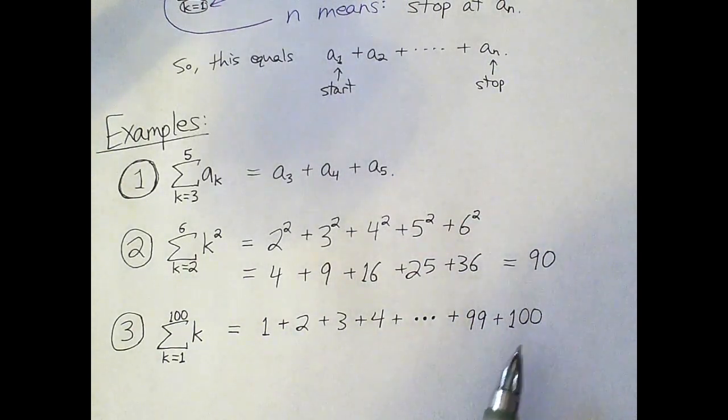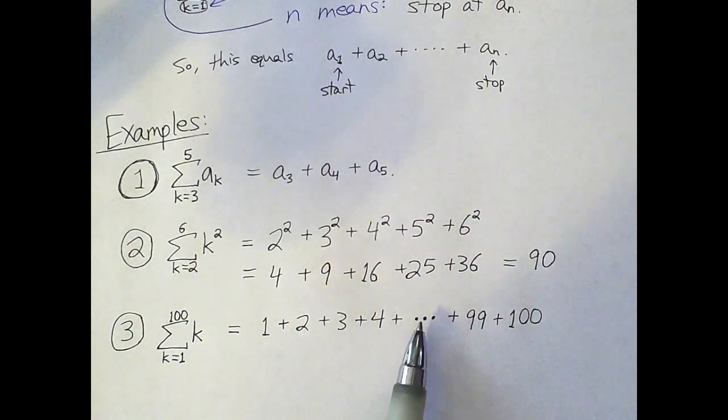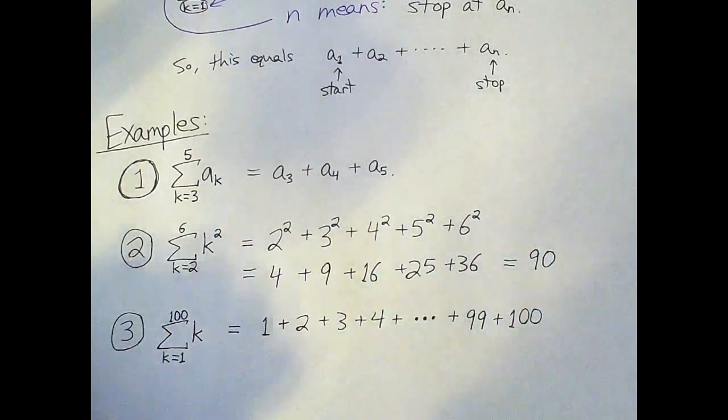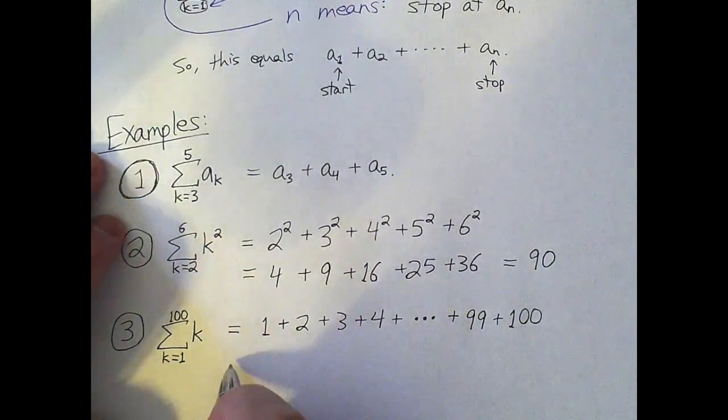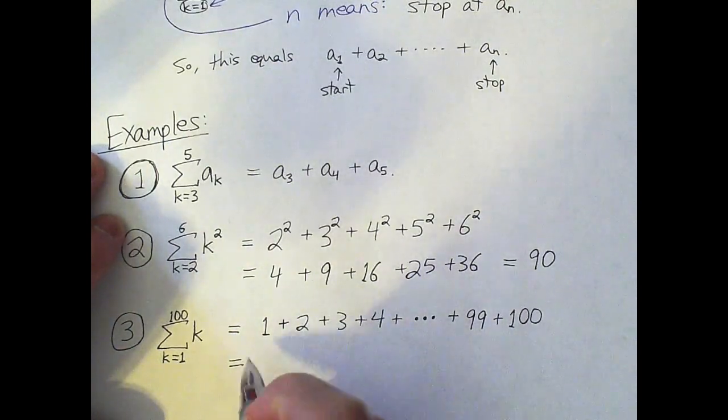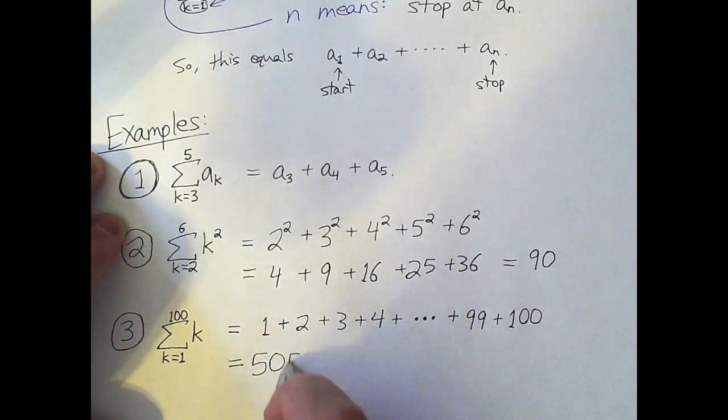And if you wrote them all out, it would take a long time. I guess the dot, dot, dot sort of helps us to abbreviate it, but the sigma notation is a nice compact way of writing it. All right, so I'm going to tell you that this actually equals, and you don't have to find this one by hand, 5,050.